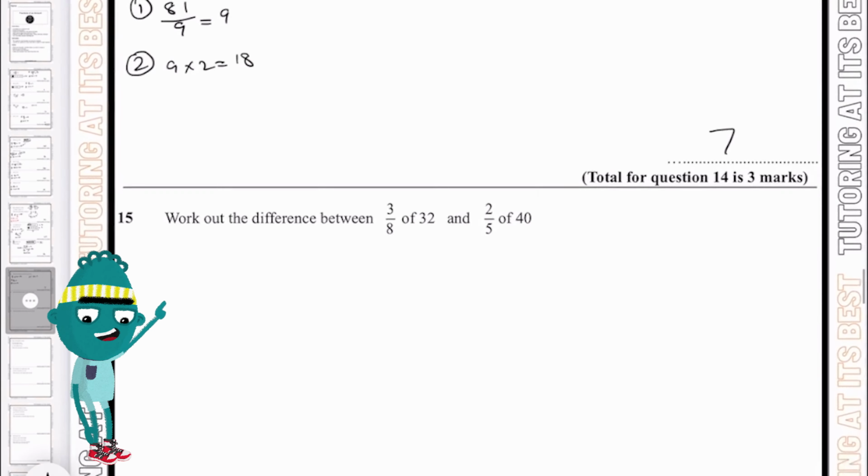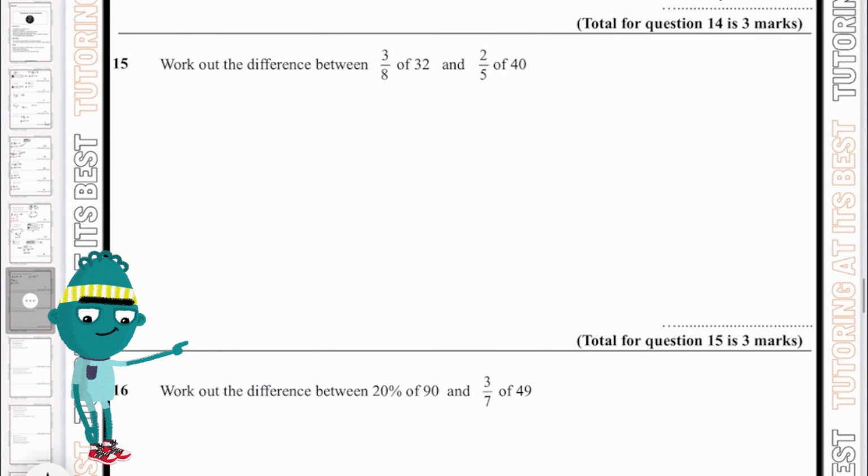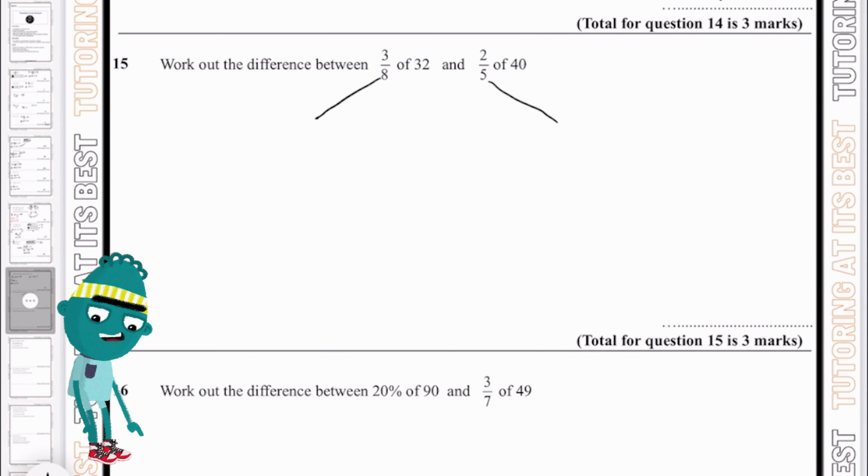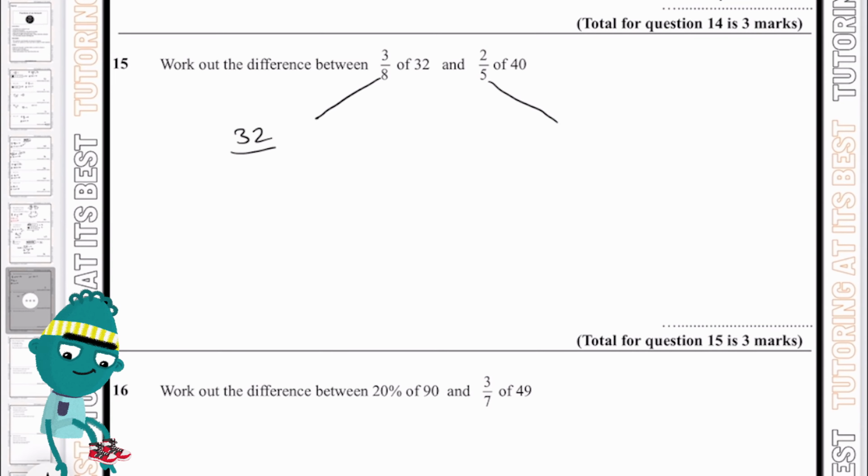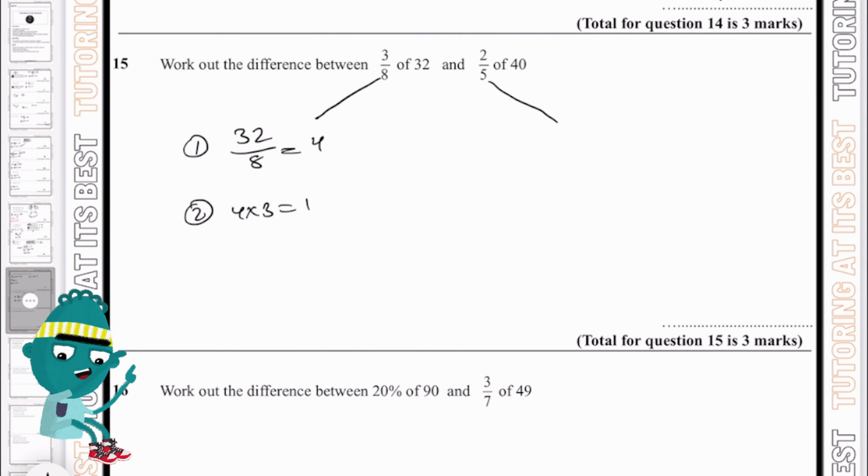Okay, question 15. Work out the difference between 3/8 of 32 and 2/5 of 40. So let's take this way. 32 divided by 8 gives us 4, and then 4 times 3 gives us 12. Why don't you give it a go for the next one?